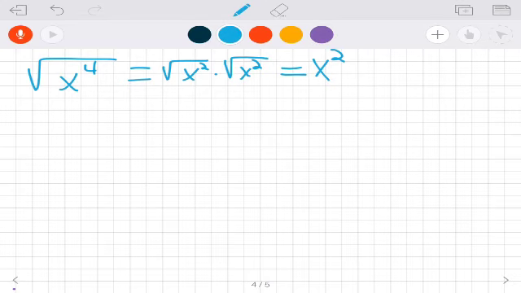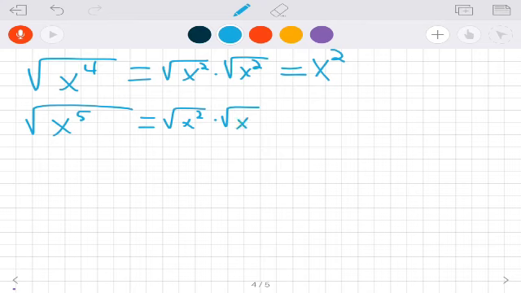Okay, now I'm going to jump up, well, we'll do this one as well. Square root of x to the fifth. This one doesn't come up as often, but if you look at that, we've got the square root of x squared times the square root of x squared times the square root of x, which is going to equal x squared times the square root of x.